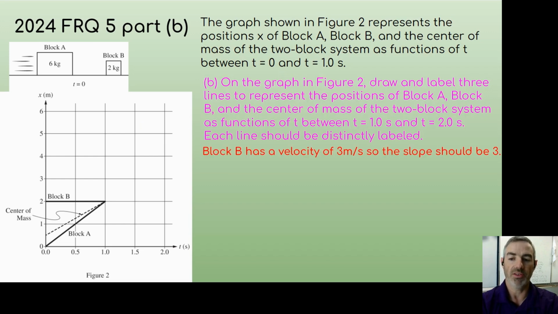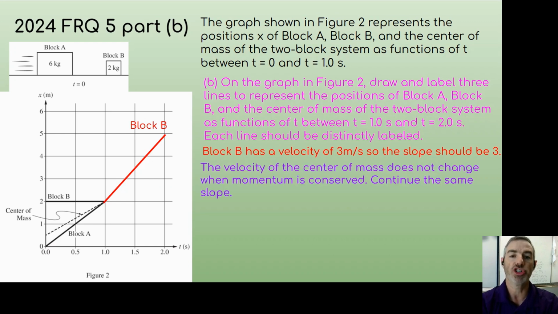Block B has a velocity of 3 meters per second, as we calculated back in part A. So the slope should be 3. That means if it's at a position of 2, it's going to end at a position of 5 in 1 second. So there's our line for block B. Now the velocity of the center of mass does not change when momentum is conserved, as there are no frictional forces. So it's going to continue to be the same line. All we're going to do is extend that line, and that's the line for our center of mass.